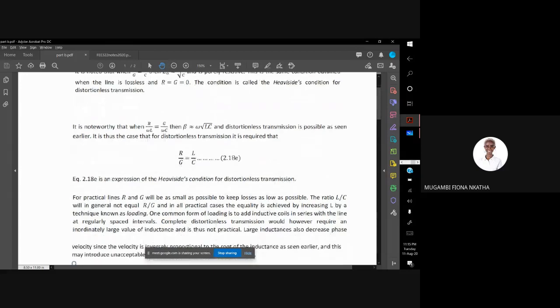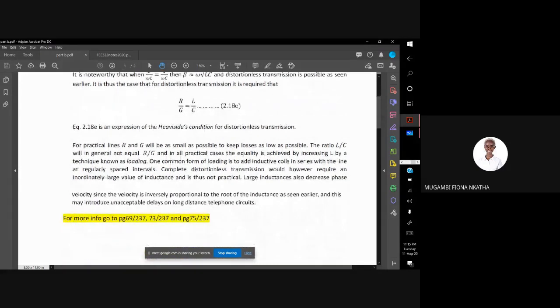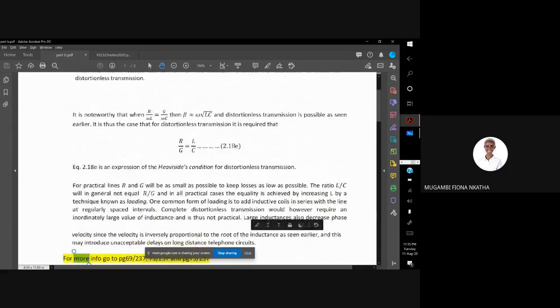I don't want to go through all that. All these are in his notes. Just go check page 69, page 73, and page 75. What else do we need to know here? We already know distortionless is when R over G is equal to L over C.